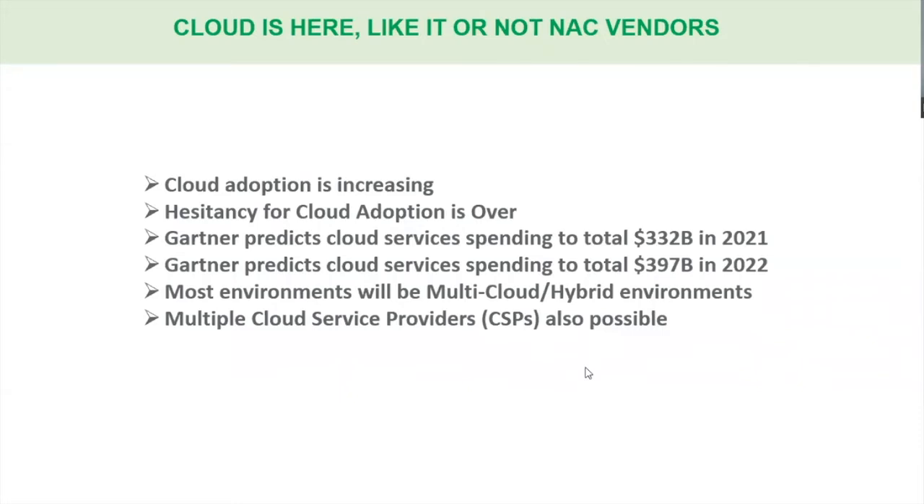Moving into next year, we're talking about an estimate of $397 billion. You're talking about multi-cloud and hybrid environments. So you may have environments where you have private data centers, private clouds, on-prem, public clouds mixed together. You may have multiple cloud service providers out there. Many organizations are not relying on only one cloud service provider. So these are not things friendly to really the previous iterations of NAC, because many of those solutions fall short of being able to address some of these challenges.